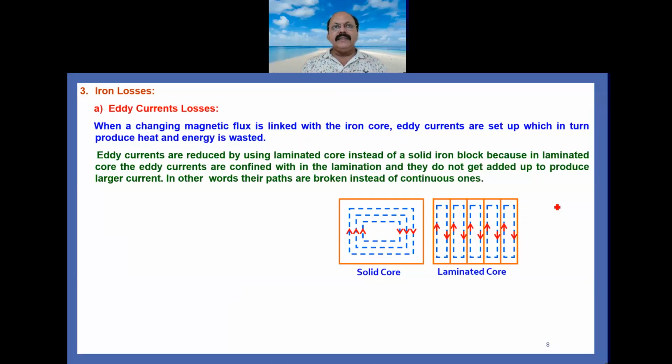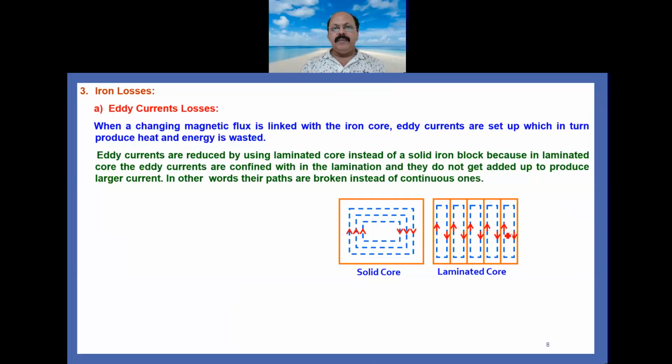And the eddy currents are reduced by using the laminated iron core instead of a solid iron block, because in a laminated core the eddy currents are confined within the lamination and they do not get added up to produce a large amount of current. In other words, their paths are broken instead of continuous ones, as we can see in the solid iron core.